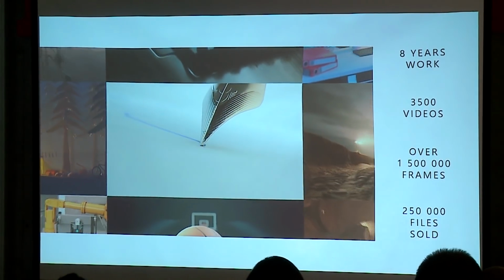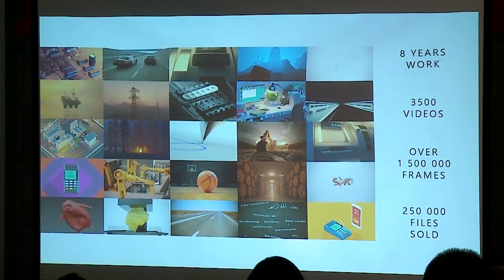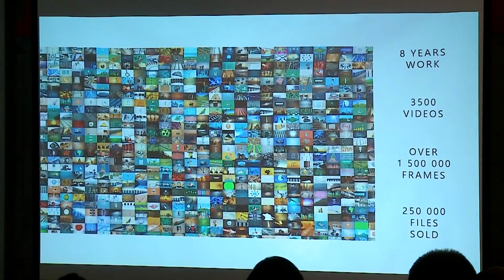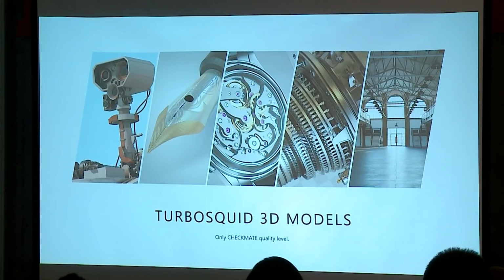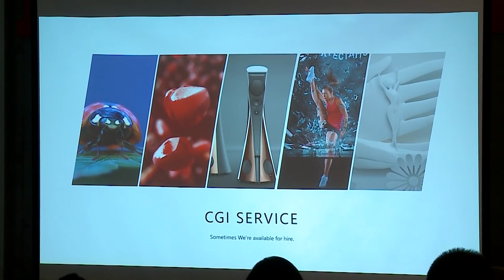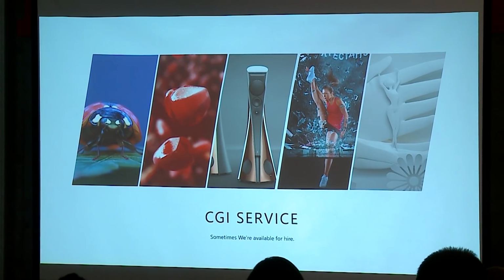To make the work a bit more efficient, everything we create, we create from scratch in our studio. We don't buy models or assets from third parties. And because we own those models, we also sell them on TurboSquid, so if someone needs it, they can also use it for production. On top of that, we do a little bit of CGI service, but this is not our main source of income.